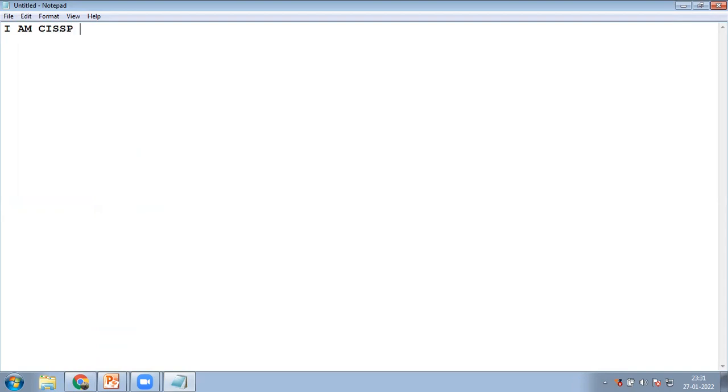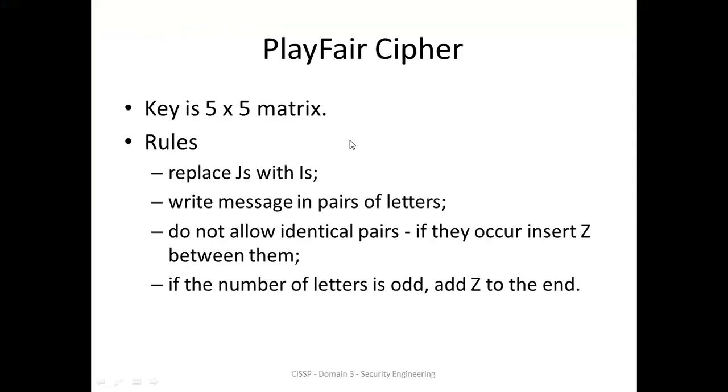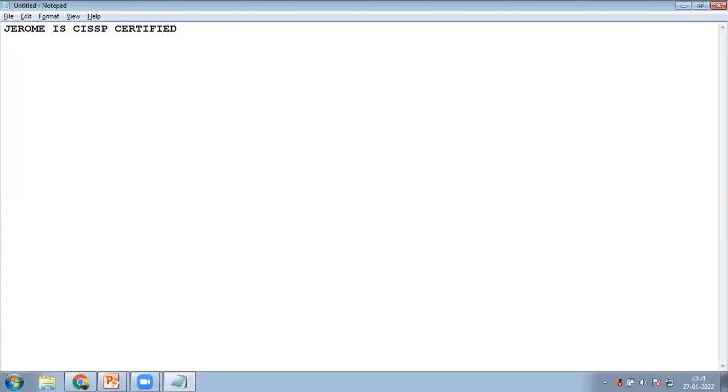I am CISSP certified. This doesn't have a J, but it's okay, let's say Jerome. Jerome is CISSP certified. So the first rule says replace J with I. So it'll be IEROME is CISSP certified.